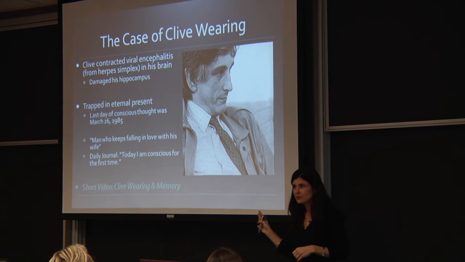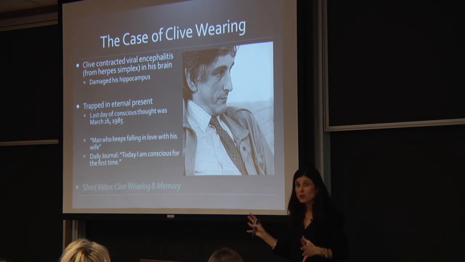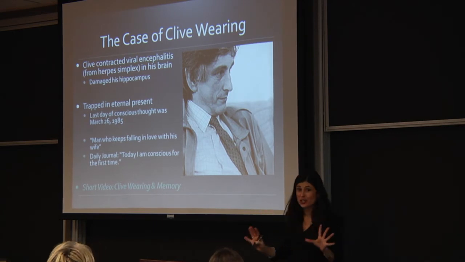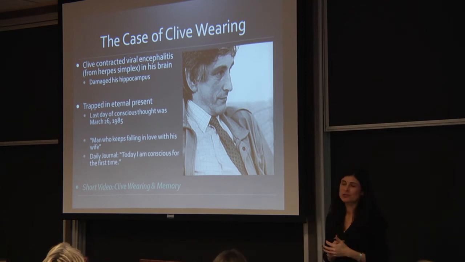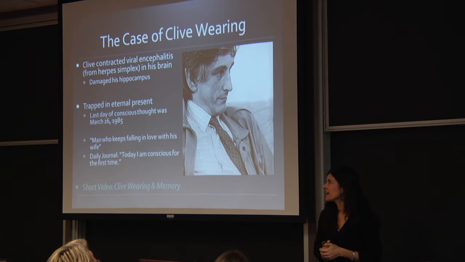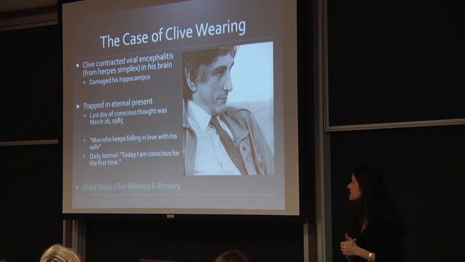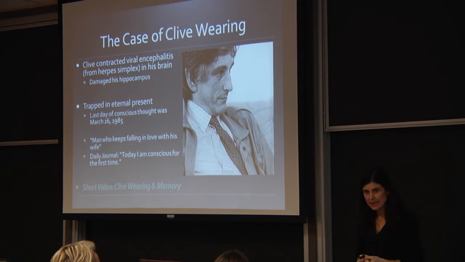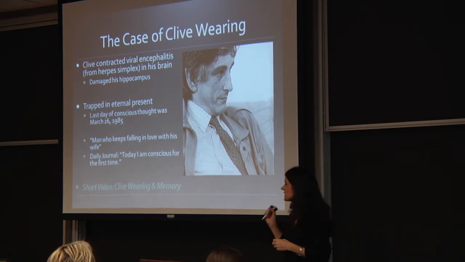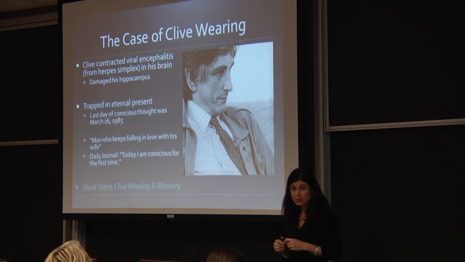So has anybody heard of Clive at all? Okay, one person. Excellent. So this is fun. I like to share Clive because he's one of those examples you won't forget once you see this video of him. He contracted viral encephalitis from herpes in his brain, and it specifically damaged his hippocampus. And what's unique about Clive is that he has a unique type of memory deficit called anterograde amnesia. So he's unable to form new long-term memories.